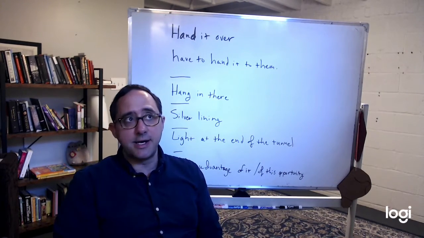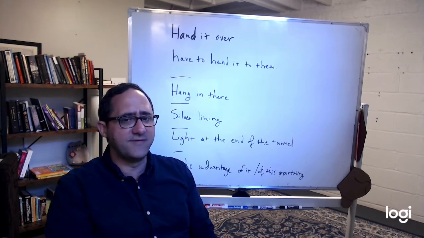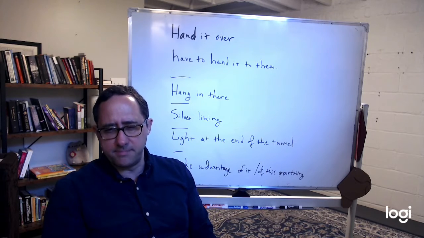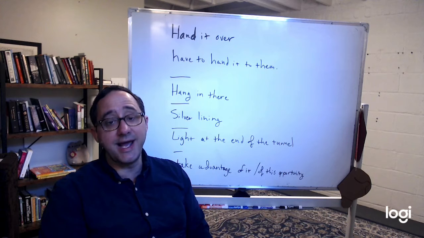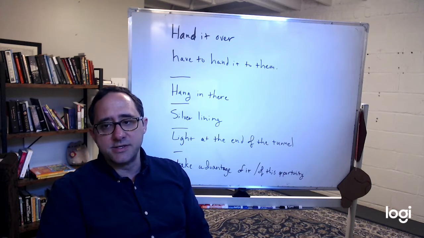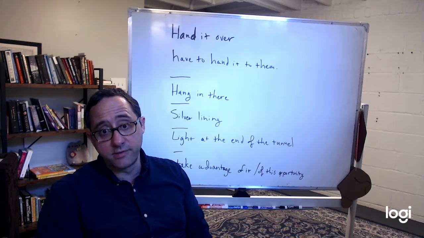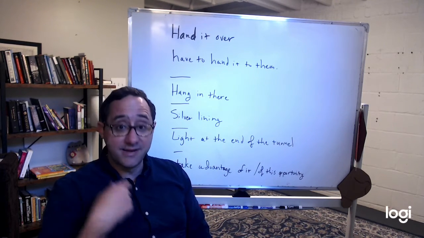Let's say that someone comes to you, you owe them money. Okay, you owe them $5. Maybe you made a bet with them or something like this. They come to you and they say, "Hey, I want that $5." And you say, "Oh, I'll give it to you later." They say, "Hand it over. Hand it over." That means give it to me right now. You know, give it over to me.